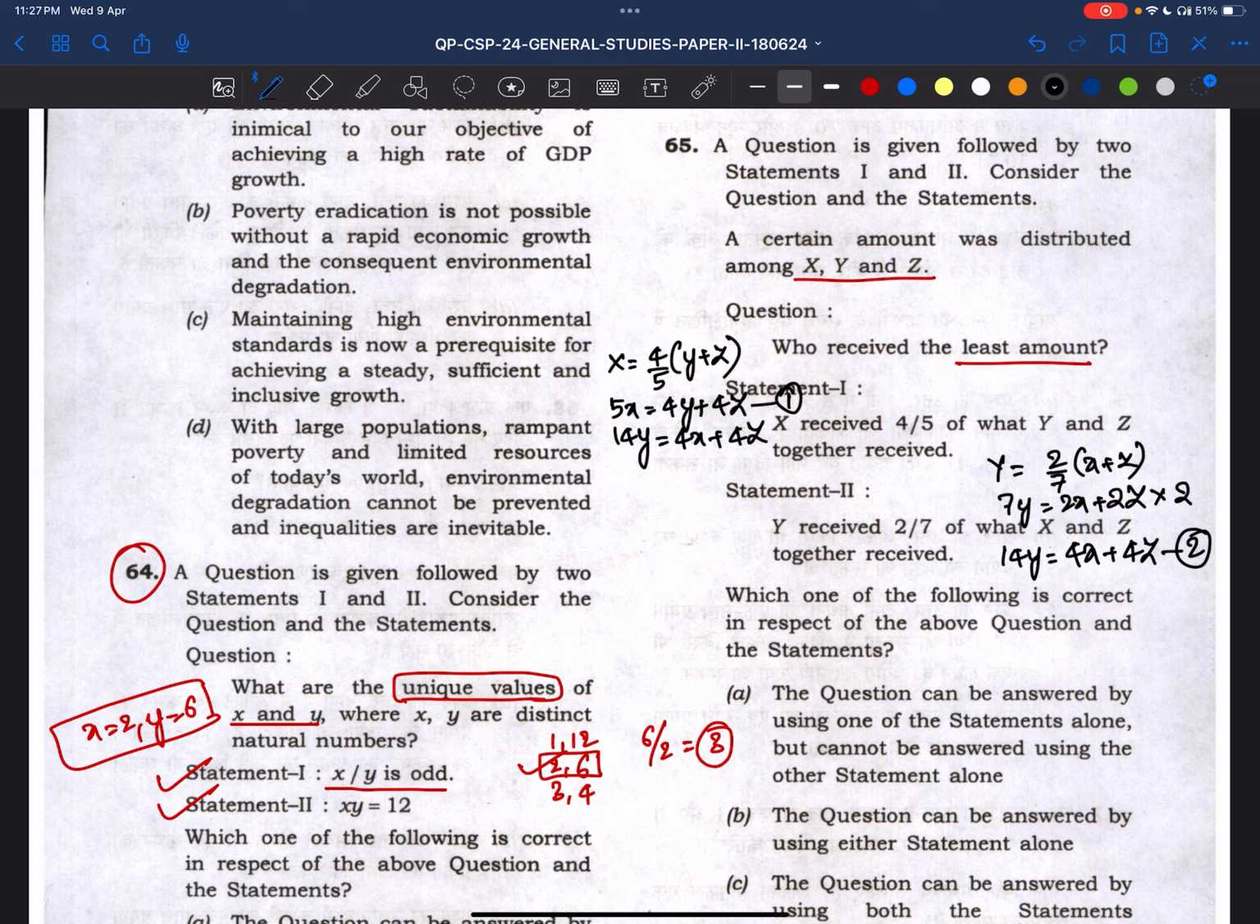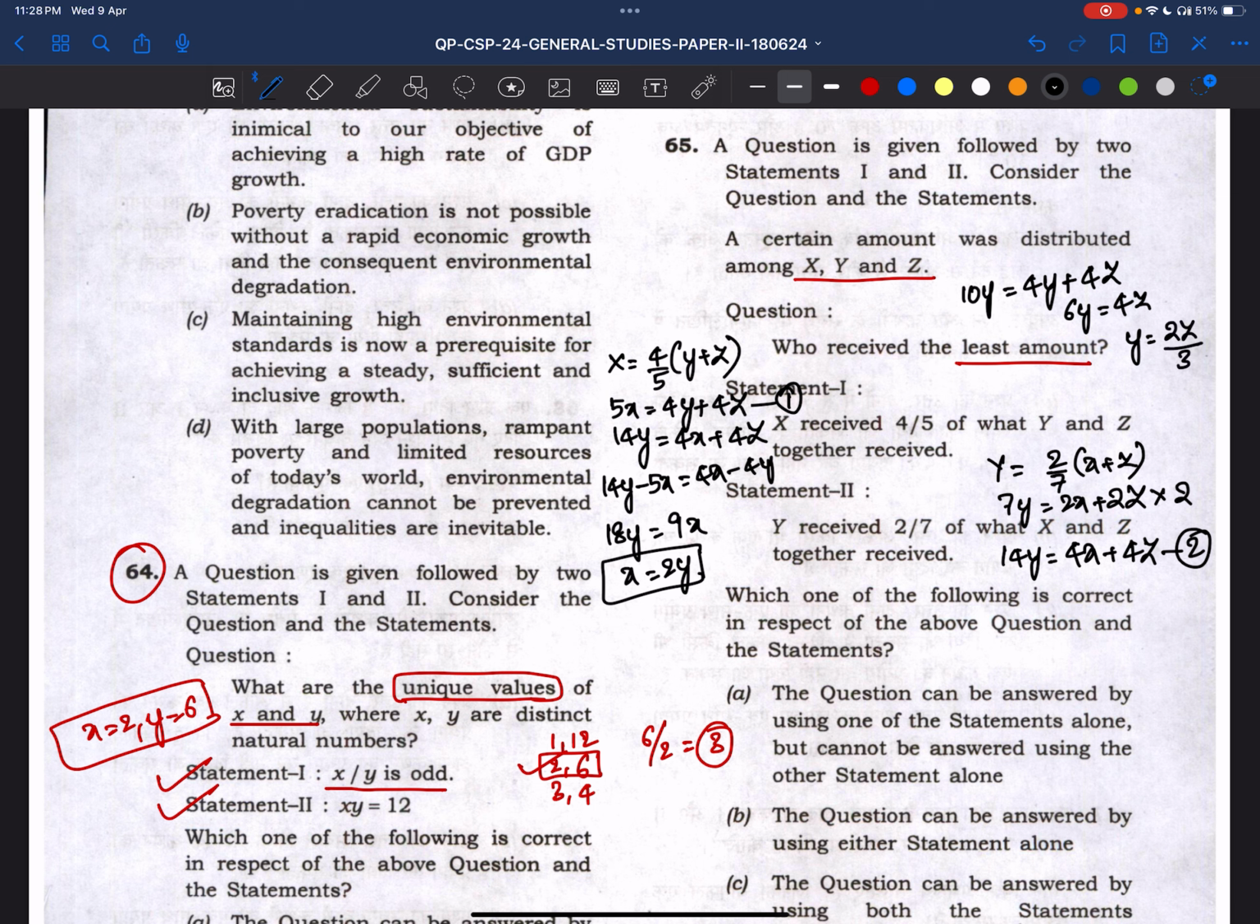Now, if you subtract, what will you get? 14y minus 5x is equal to 4x minus 4y. This 4z gets cancelled out. Now, after rearranging, 18y is equal to 9x. That means x is equal to 2y. Here we got x is equal to 2y. Now, let's substitute in equation number 1. If x is equal to 2y, 10y is equal to 4y plus 4z. Then 6y is equal to 4z.